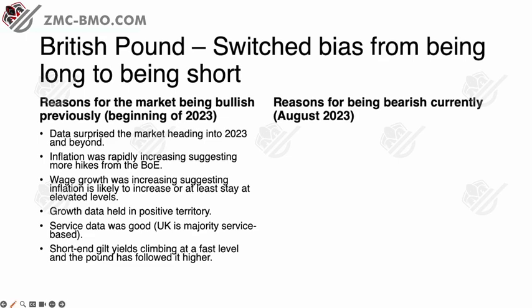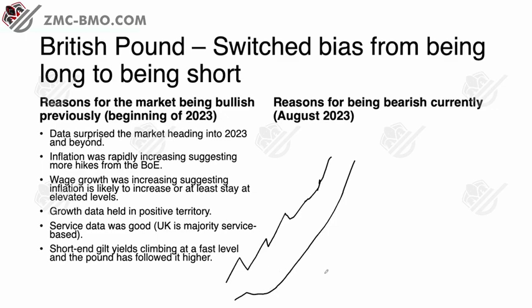Think of it like an anchor. Yields will be doing something like this. Gilt yields were going higher and higher and higher. The currency was like this, and then it acted like an anchor and pulled it, right? And that's when we saw higher gilt yields.